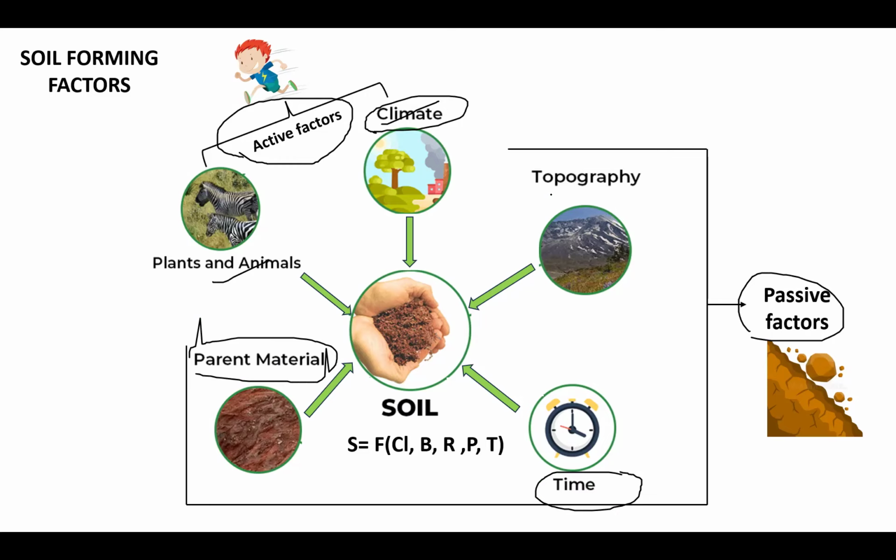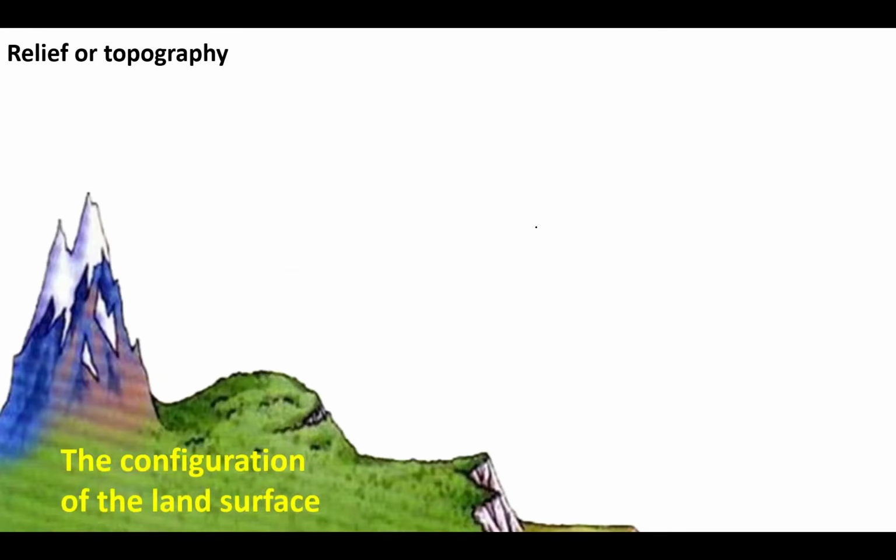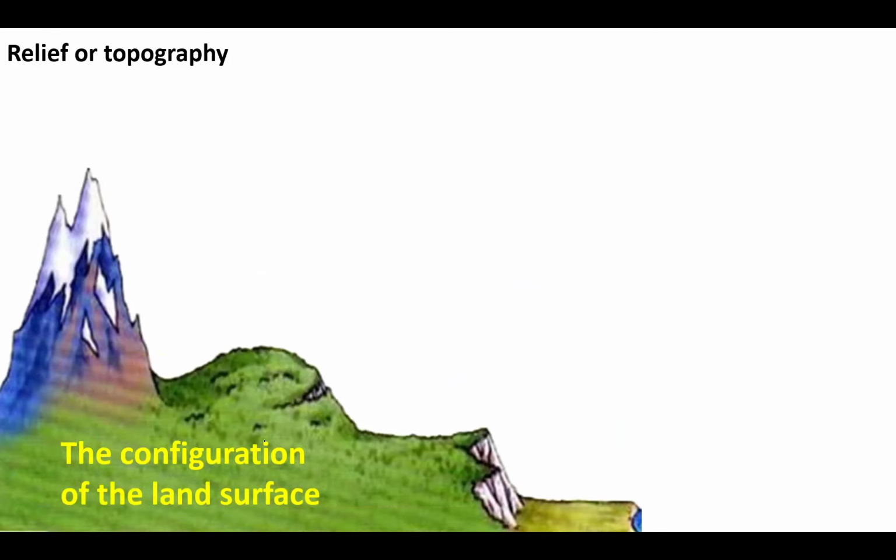Now, in this class, we are going to discuss another important soil forming factor called topography or relief. So let us discuss topography. What is topography and how does it work on soil formation? Topography is nothing but the configuration of the land surface, how the land is distributed. Here we can see there are mountains, a foothill, and a plain followed by a valley. So this is nothing but the configuration of a land surface.